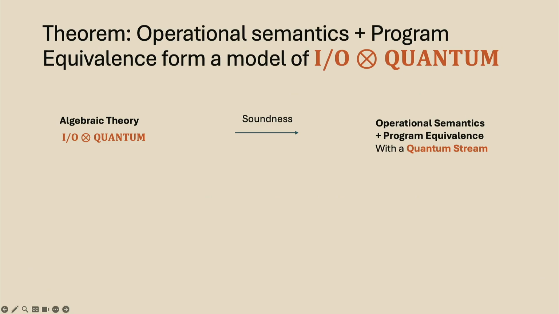So right, this gives us a sound model of the algebraic theory, with the operational semantics and the program equivalence that we just defined.